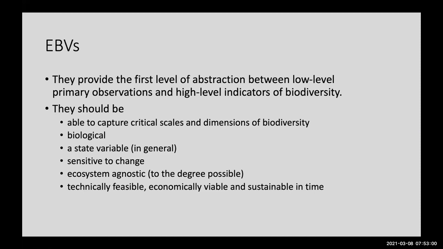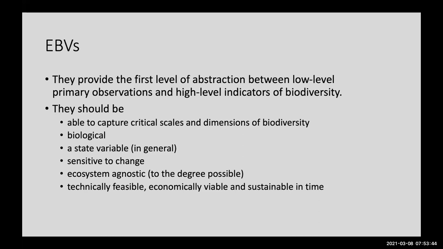And essentially they're intended to provide a first level of grouping or abstraction between low-level primary observations and high-level indicators of biodiversity. Now, low-level and high-level don't reflect importance, but it's the difference between something that's very granular and individual, I saw this species in this place at this time, versus an overall broad-scale indicator that maybe a policymaker or decision maker needs to pay attention to.